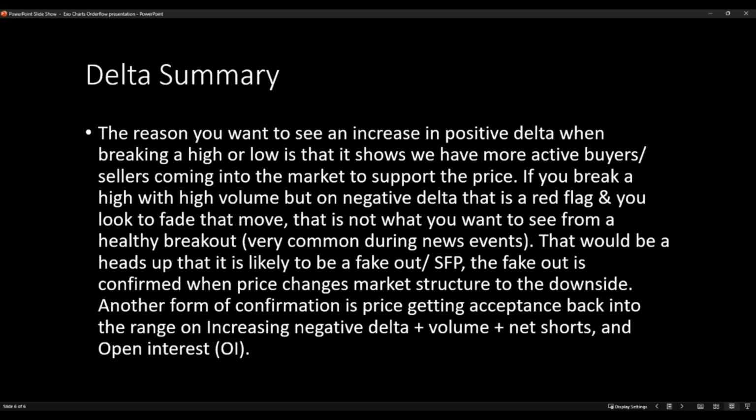There's a couple ways to do that, or the safest way to play it is you can just wait to see the high being taken on increasing volume but negative delta and then come back into the zone or that range, and then you can trade it that way as well. It gives you more risk because you're waiting and you're putting your stop loss further away, but that is also one way to trade off of it.